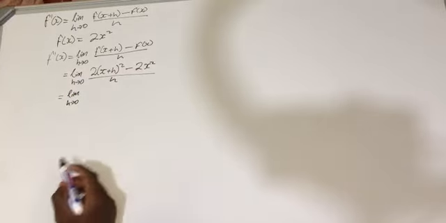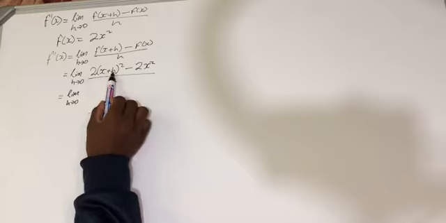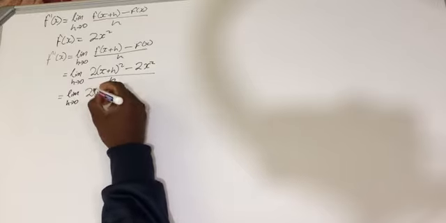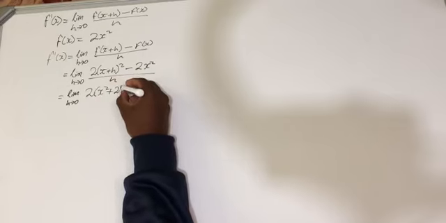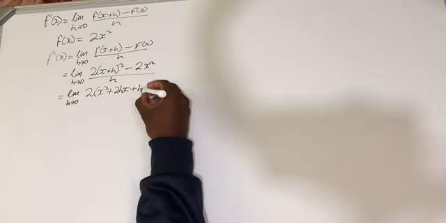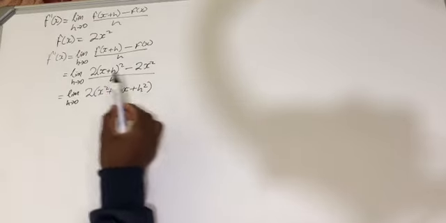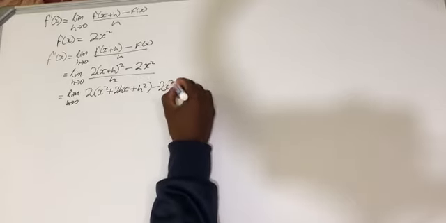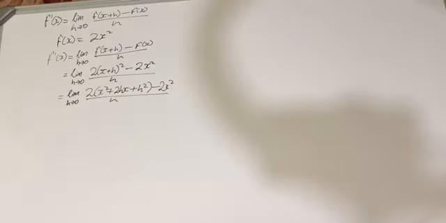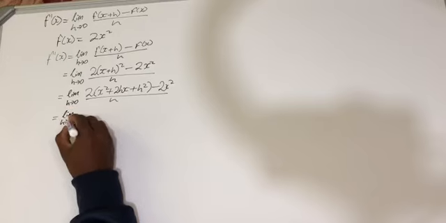Now for this you can just use your distributive law or your FOIL method to navigate your way through this part. So this is going to be 2 times (x² + 2hx + h²). This is what you get from distributing, or opening the two brackets. Then minus 2x² over h, and you maintain your limit, the limit as h approaches 0.